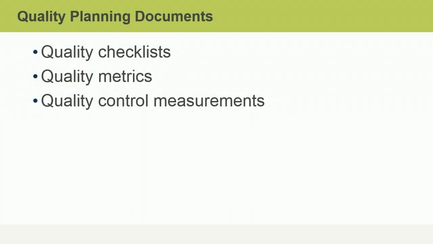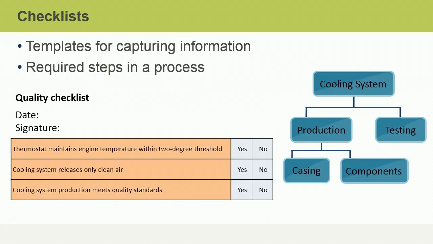During quality planning, in addition to the quality management plan and process improvement plan, several important documents are created which feed into other knowledge areas and stages of the project. The quality planning documents are quality checklists, quality metrics, and quality control measurements.